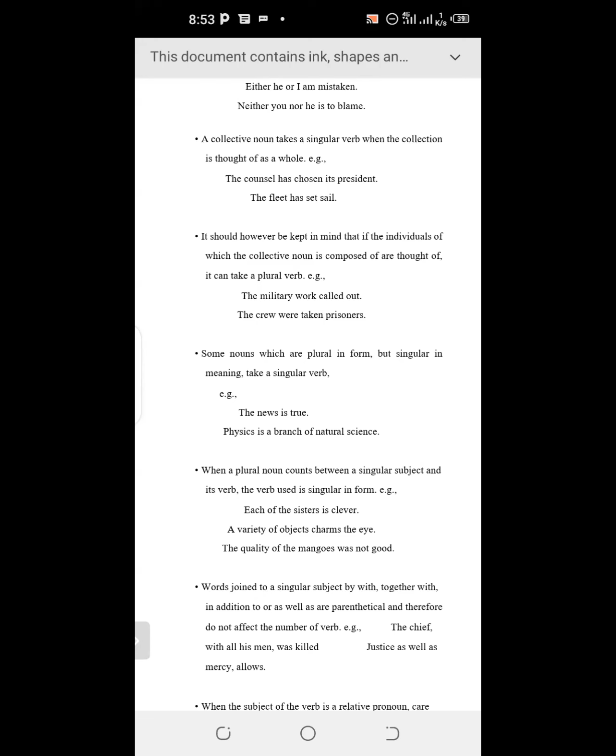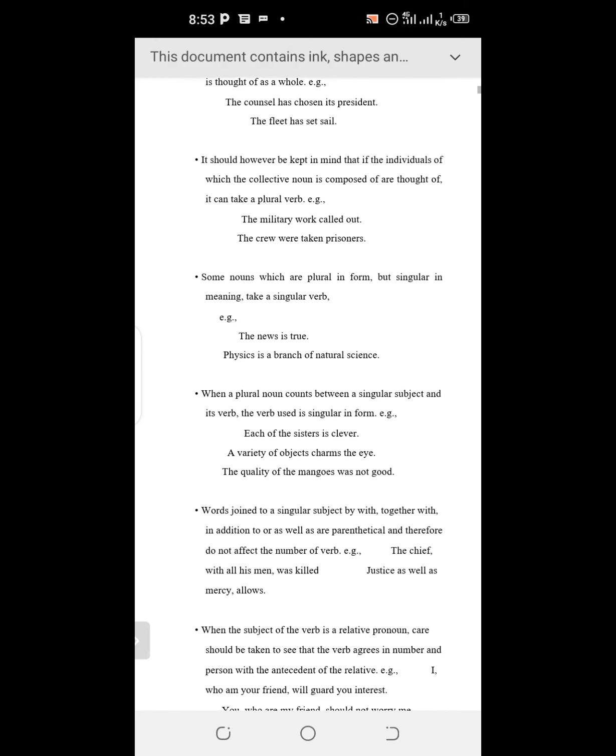और अगर मैं कहूं कि my family have problems, so it means different members of my family have different problems. The problem of my father is different. The problem of my mother is different. The problem of my brother is different. The problem of my sister is different. Why? Because I did not take all the family as a whole, but I took them as individuals. So when you take a collective noun as individual, you will go for the plural verb. And when you take it as a whole, you will go for the singular verb.